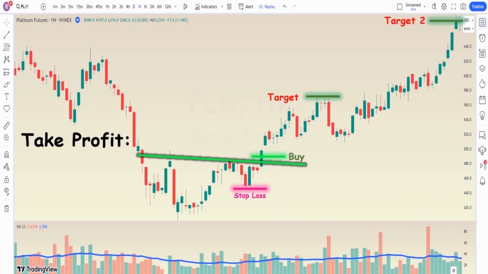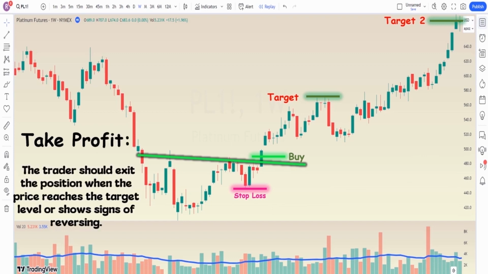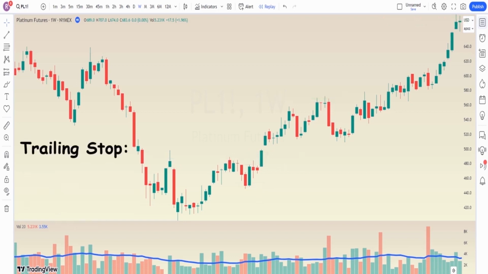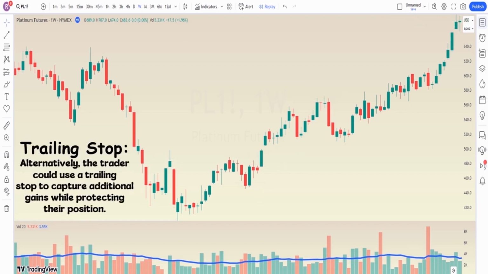Take profit. The trader should exit the position when the price reaches the target level or shows signs of reversing. Trailing stop. Alternatively, the trader could use a trailing stop to capture additional gains while protecting their position.